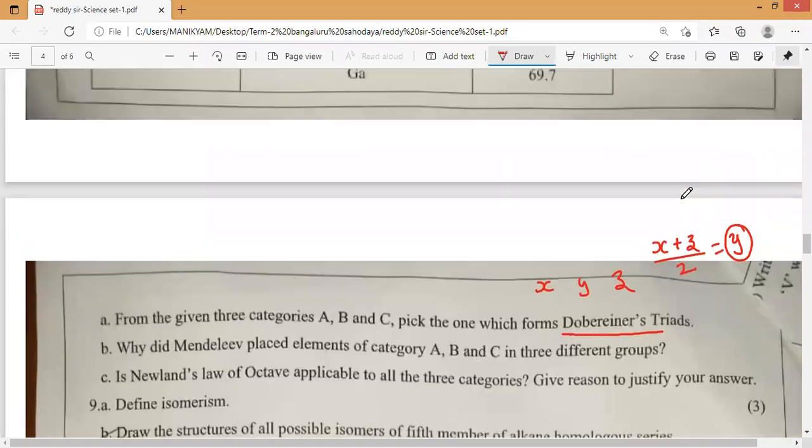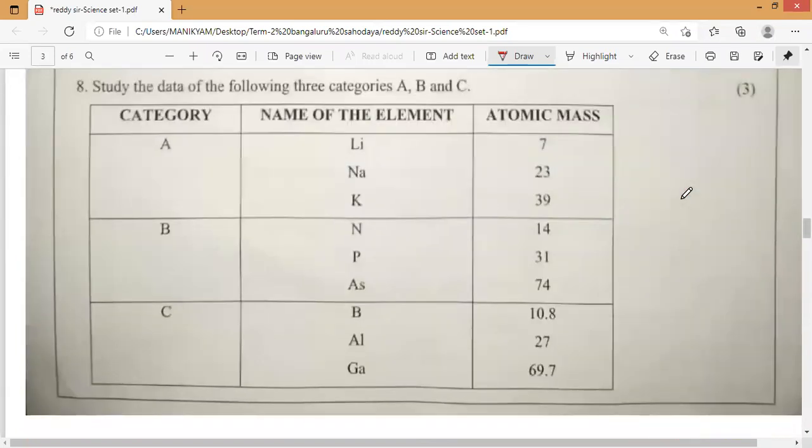I have also taught you 3 Dobereiner's triads. So now in this you will see and you tell me which is the perfect Dobereiner's triad that is following the rule: the average atomic mass of the first and third element will give you the atomic mass of the second element. If you notice A, B, C, which is following the Dobereiner's triad? Fastly you have to say, you should not waste time. Already people know the 3 Dobereiner's triads. If you say those 3 triads, then also it is okay. Anybody?